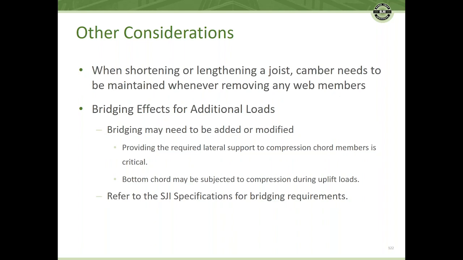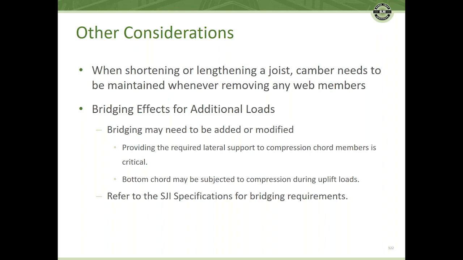When shortening or lengthening joists, cambers need to be retained when removing any web members. We've got some good examples in the Technical Digest about shortening and lengthening joists, and sometimes you've got to give a procedure of how to do the repairs so that camber's not lost. If you remove the webs, let's say you have two webs and you remove them both from one side of the joist because they need to be bigger, you're going to lose camber, and so that's something to keep in mind.